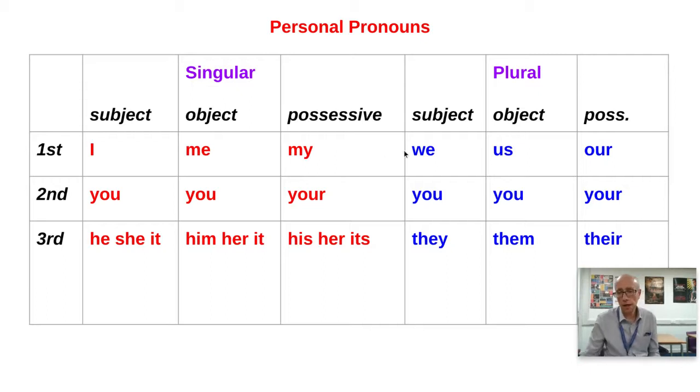And then over here, we have the plural bunch. So we is a first-person plural subject pronoun, whereas us is a first-person plural object pronoun. So we saw them, they saw us. And then the possessive, first-person plural possessive, is our.